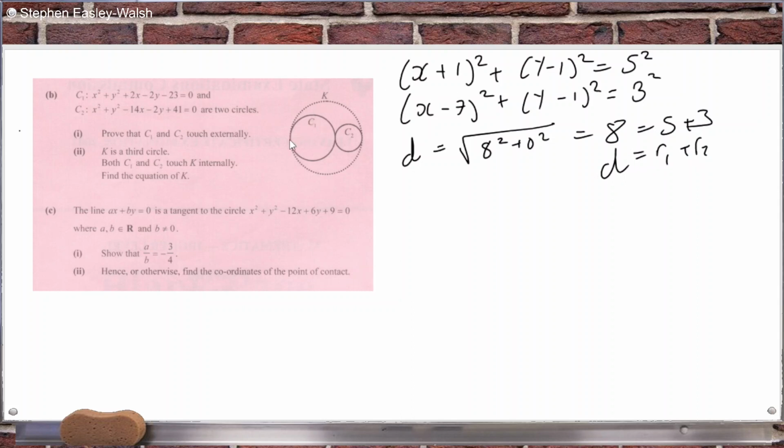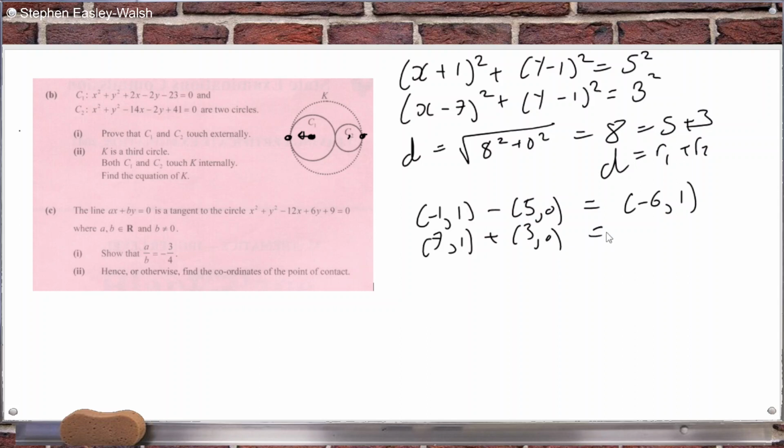Now to get the big circle K, I need to get the endpoints here. So I can start at C1, the centre, and move to the left. So that would be (−1, 1) minus 5 units, so that would be (−6, 1). And then C2, which is here, at (7, 1), plus 3 units. That's equal to (10, 1).